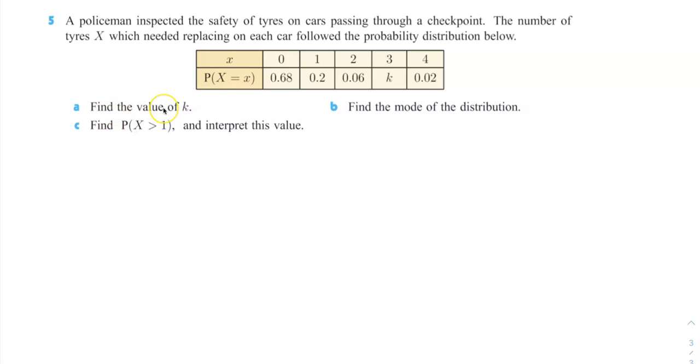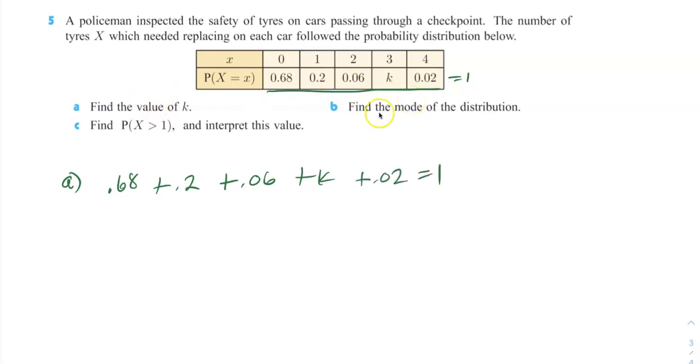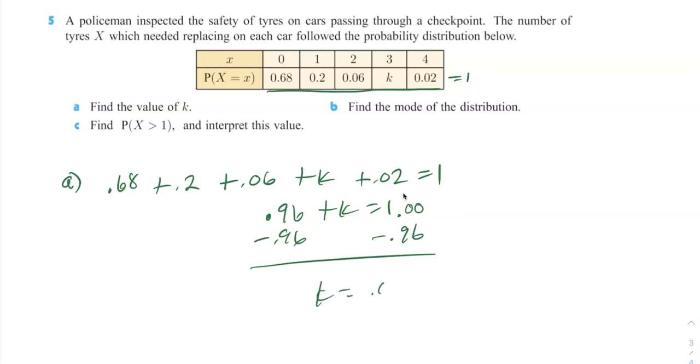So the first question here is find the value of K. So how do I do that? Well, what did we talk about? If you add up all the probabilities, it should equal 1. So that's how I'm going to find K. So I'm going to go 0.68 plus 0.2 plus 0.06 plus K plus 0.02 should equal 1. Because anytime you add up all the probabilities of the distribution, it should equal 1. So let's add this. This is 0.88 plus 0.06, so 0.96. 0.96 plus K equals 1. Just do some math, and I get K equals 0.04. Or about 4%. So there's my K.